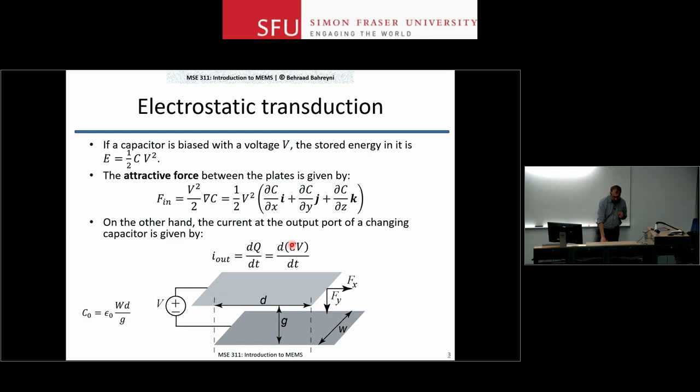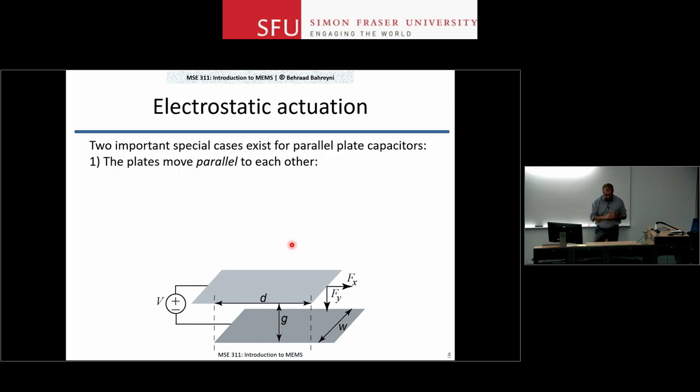So let's look at two situations here. Going back to the same structure, the effective area that I see is of, let's say, length D and width W with a gap G. I'm going to look at two specific cases. Case one, where the electrodes move parallel to each other. So let's say the bottom electrode is fixed. The top one only can move parallel to the bottom electrode.